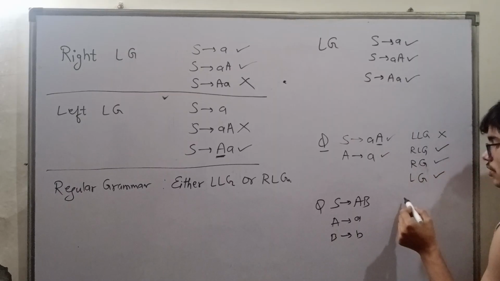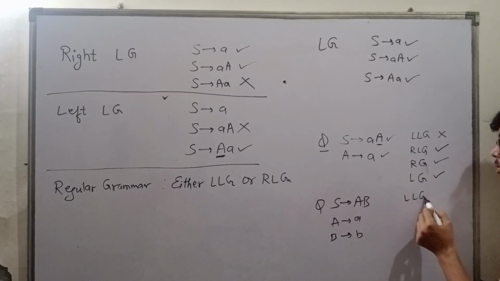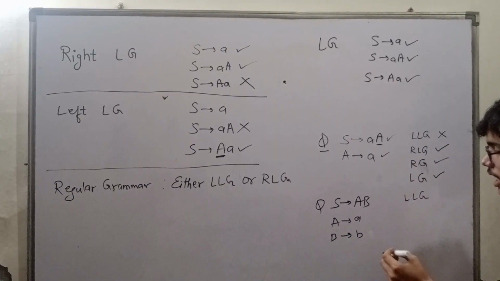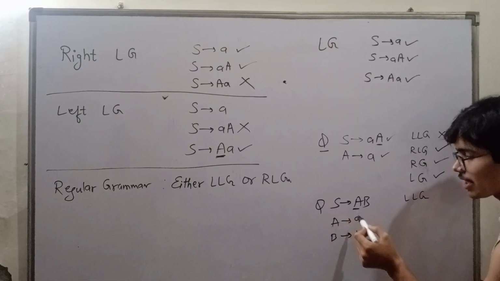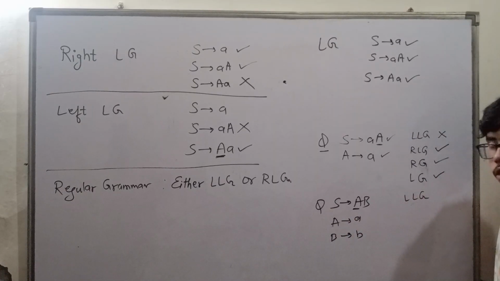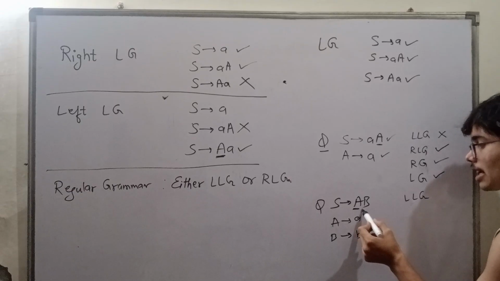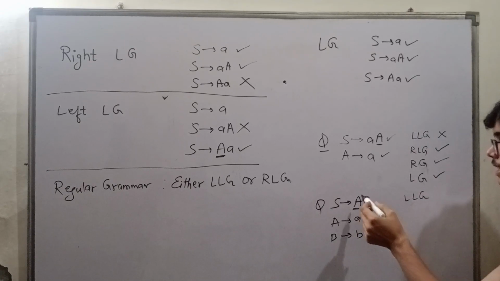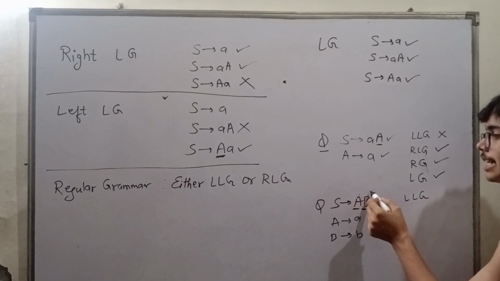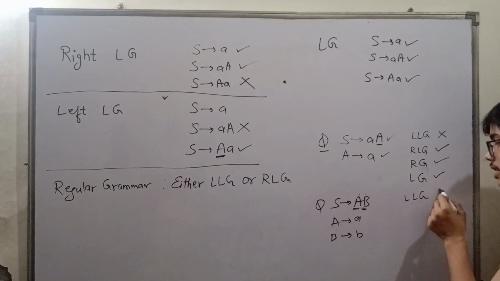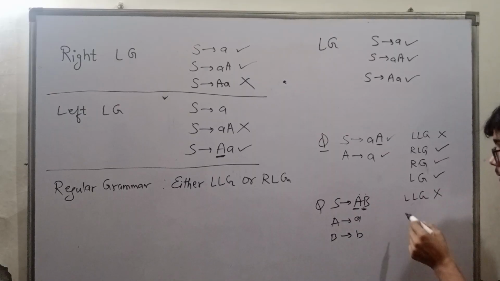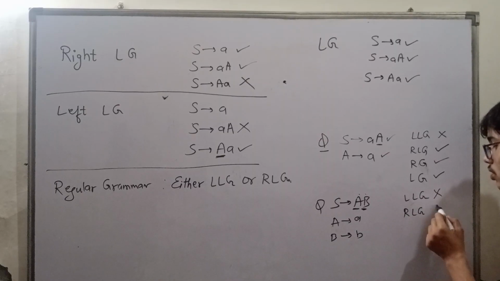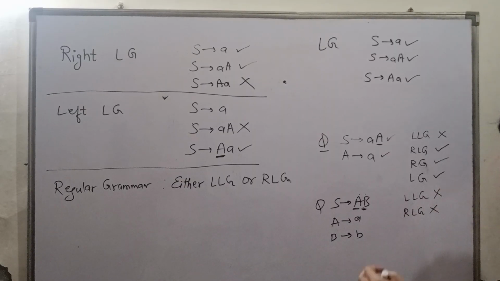Okay. So now, tell me, is this a left linear grammar or not? You see here the left-hand side has a variable. But you can also see the right-hand side has a variable too. Both sides have variables. So this is not a left linear grammar, and it is also not a right linear grammar, as variables are present on both sides.